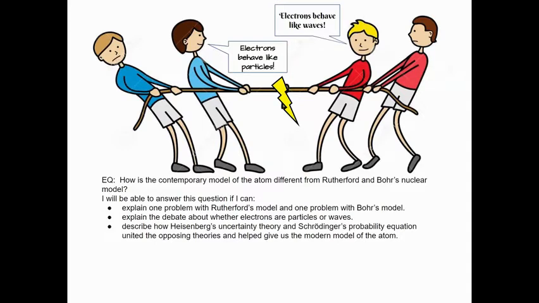If we can explain the debate about whether electrons are particles or waves, and then describe how Heisenberg's uncertainty theory and Schrödinger's probability equation united these opposing theories and helped give us the modern model of the atom.